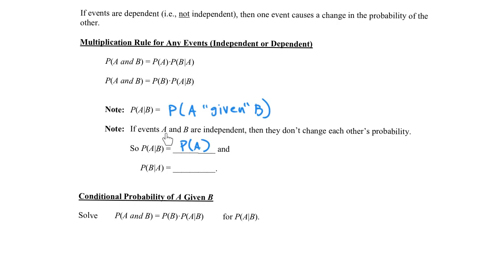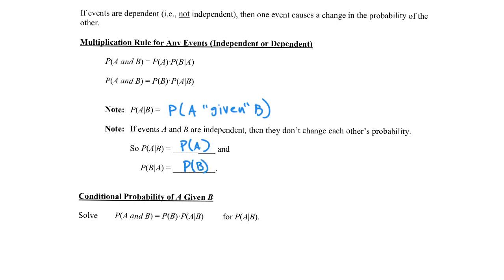So if events A and B are independent, they don't influence each other's probabilities. So the probability of A given that B happened is just the probability of A. The fact that B happens has no bearing on A, right? It's like rain in Topeka, it's not going to affect us. Same thing here: the probability that B happens given that A happened, well, they're independent. The fact that A happened had no bearing on B, so it's the probability of B.